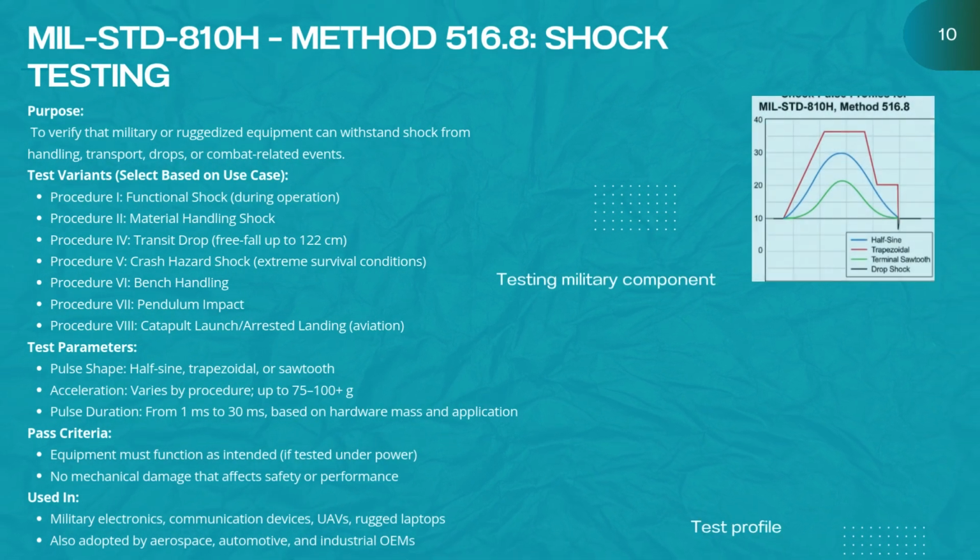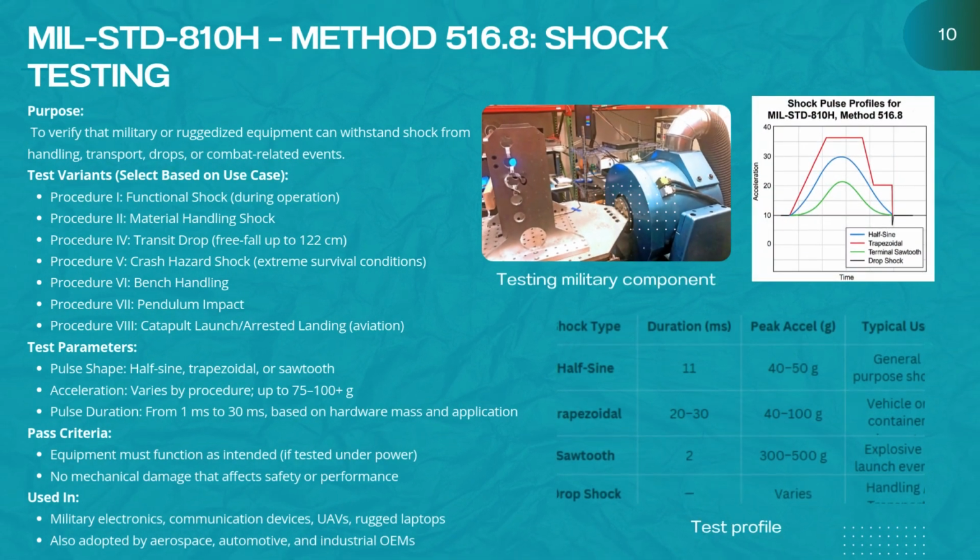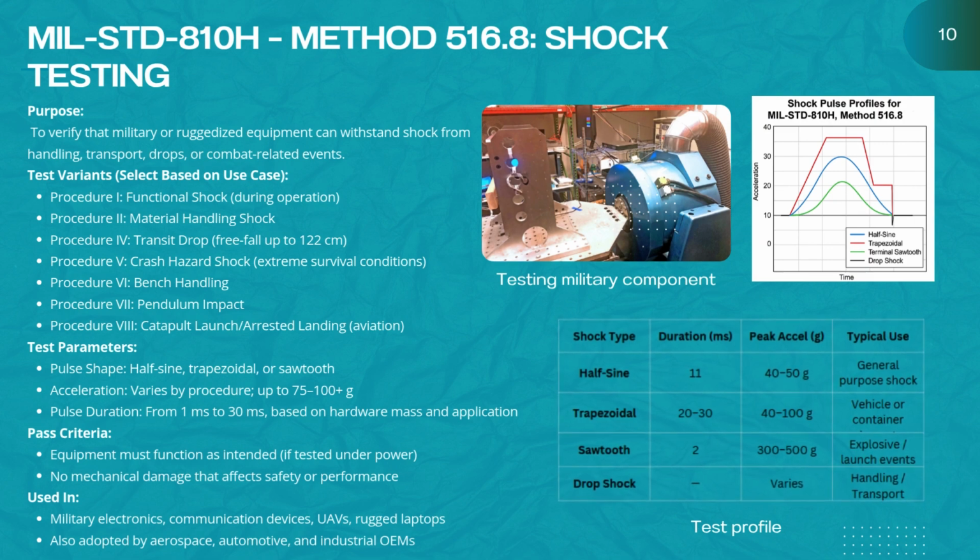This test is designed to ensure military or ruggedized equipment can survive sudden shocks from handling, transport, drops, or even combat scenarios. There are multiple procedures depending on the application. For example, functional shock during operation. Transit drop up to 122 centimeters. Crash hazard shock. And even catapult launch impacts for aviation.